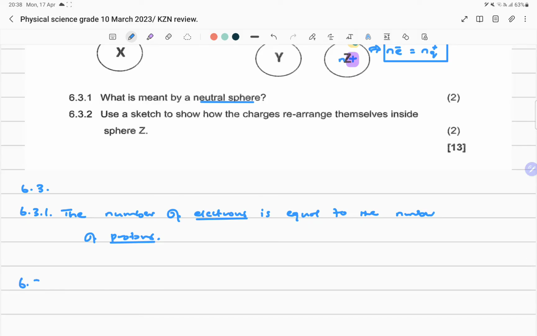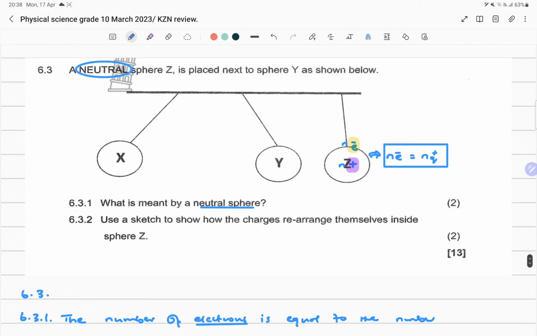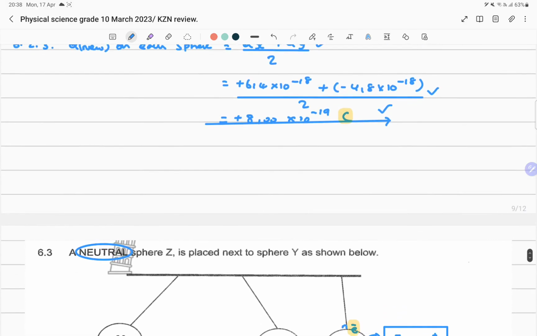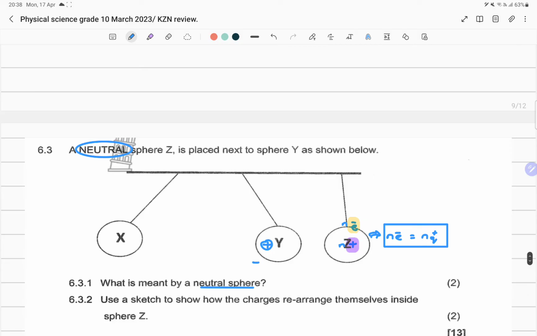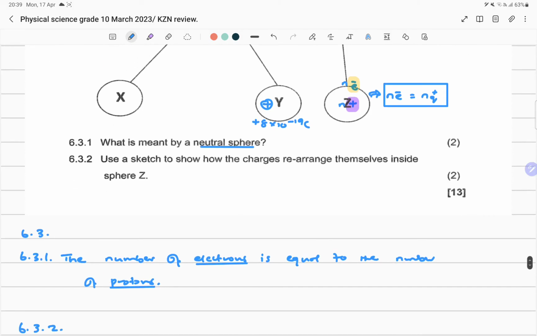So 6.3.2. It says now use a sketch to show how the charges rearrange themselves inside sphere Z. Okay, so what do we know? We know that this is now positive. And what is the magnitude is what we calculated above. So it is a plus 8 times 10 to the minus 19 coulombs. Now if this is positive, it will attract these electrons, right? Right. So it says, how will these rearrange?